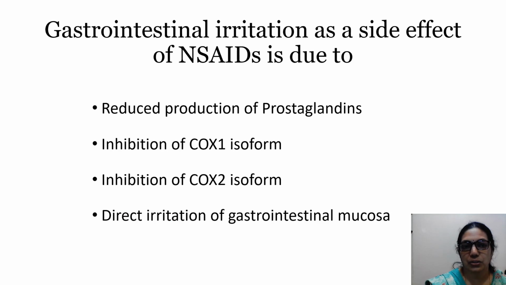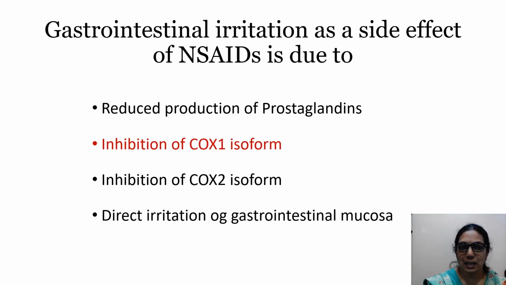Next question is: gastrointestinal irritation as a side effect of NSAIDs is due to? When the patient is given NSAIDs for a few days, the patient will complain of gastric pain, that is, irritation will be caused. What is the main reason for this? First option is reduced production of prostaglandins, or is it due to the inhibition of the COX-1, that is cyclooxygenase 1 isoform, or cyclooxygenase 2 isoform is inhibited, or is it direct irritation of the gastrointestinal mucosa by the drug? So what is the reason for this irritation as a side effect?